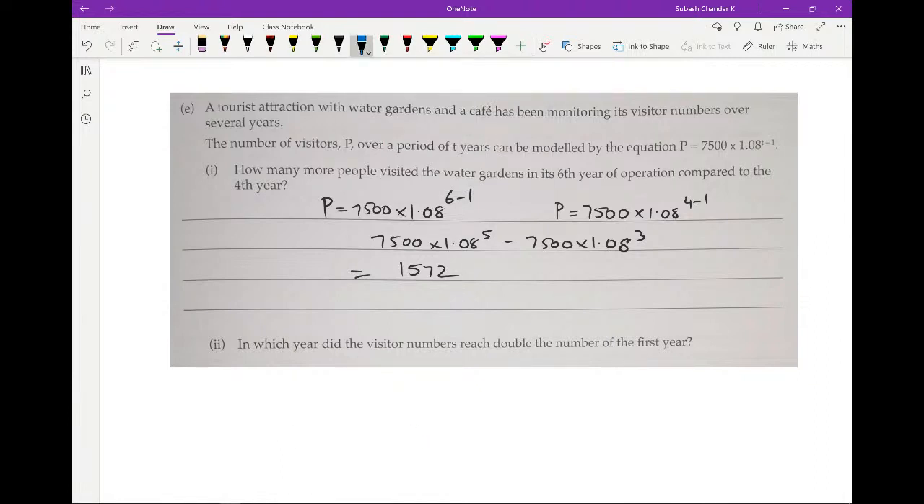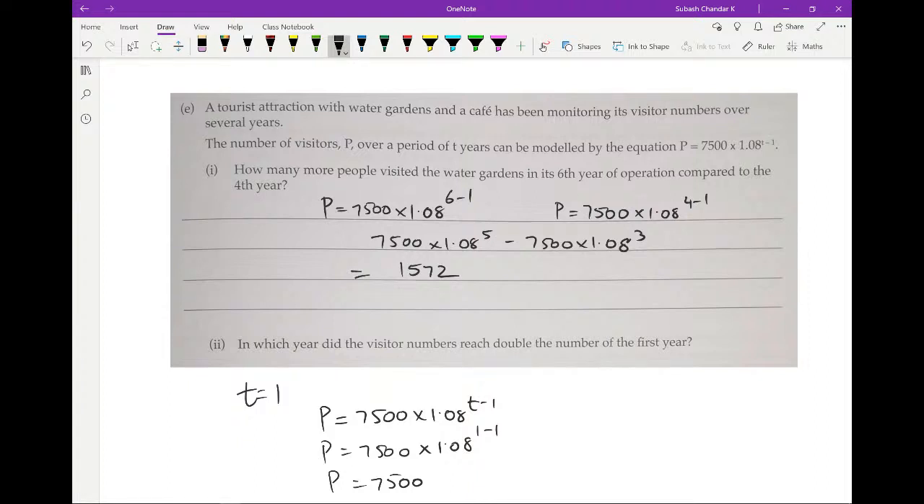So if you look at this one right here, what we've got to do is figure out how many people were there in the first year. So we're going to put down the number of the first year. When we put t equals 1, we need to figure out how many people there are. So 7,500 times 1.08^(t minus 1). We get times 1.08^(1 minus 1). 1 minus 1 is 0, and anything to the power of 0 is 1. So our P is equal to 7,500.